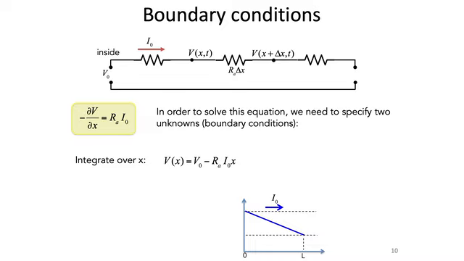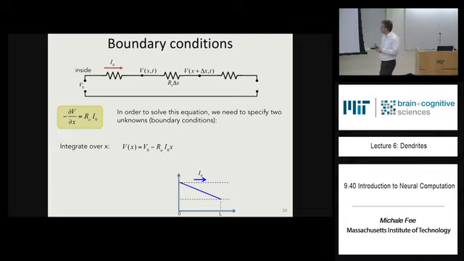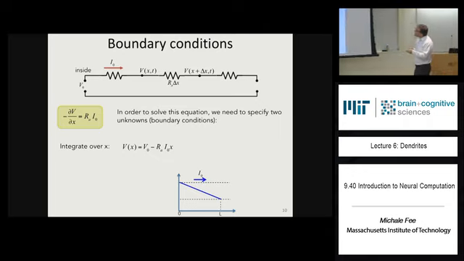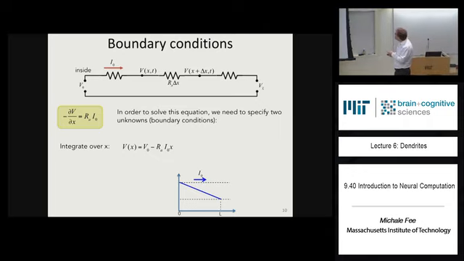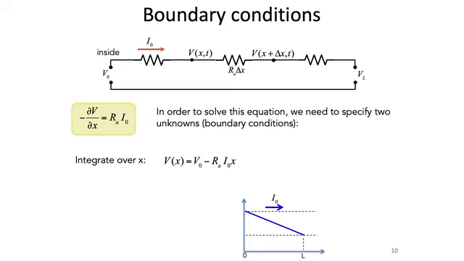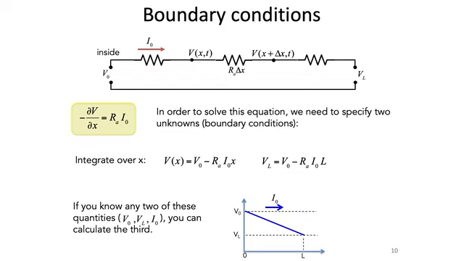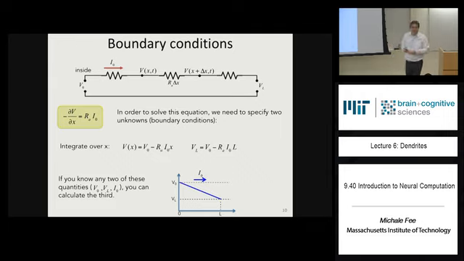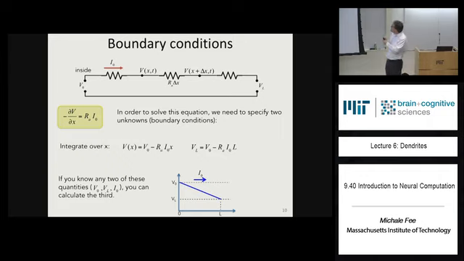And you can see that in order to write down the solution to this equation, we need a couple of things. We need to either know the voltages at the beginning and end, or we need to know the current. We need to know some combination of those three things, right? So let's write down the voltage here, let's call it V naught, and the voltage there, V sub L, and plug those in. You can see that if you know any two of those quantities, V naught, V sub L, or I naught, you can calculate the third. So if you know V naught and V sub L, you can calculate the current. If you know V naught and the current, you can calculate V sub L.